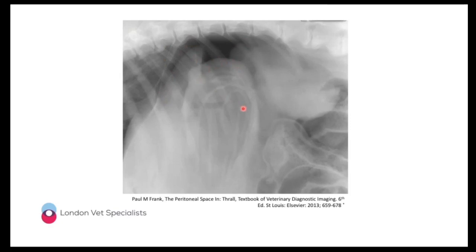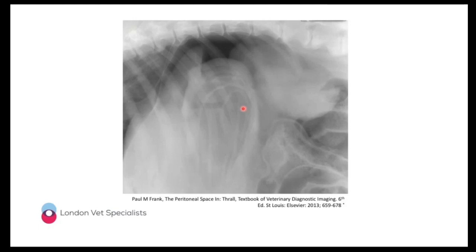Now, in this patient, it's not too difficult to see the gas that's accumulated in the abdomen, but it can be pretty tricky at times to pick up changes compatible with the pneumoperitoneum, particularly in patients that have other comorbidities.